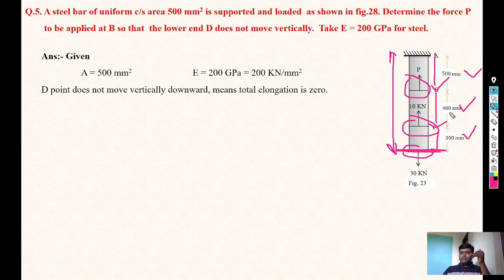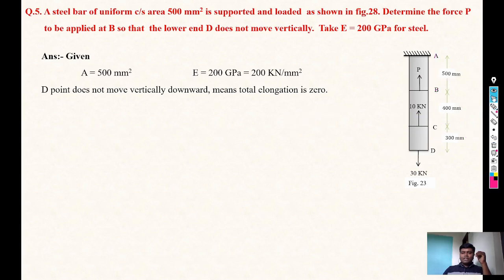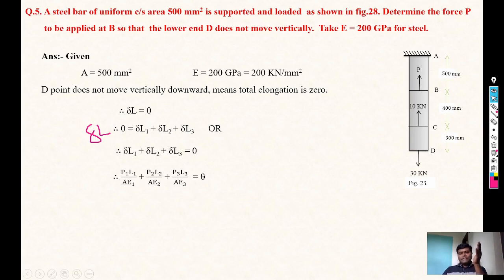So 500, 400, 300. So 1200 mm total length is as it is. So the bar will not elongate. That's why the total elongation is 0. It means delta L equals 0. And for that section generally we use delta L, the total change in length, equals change in length of first section plus change in length of second section plus change in length of third section. But now your total change in length is 0, so we can consider this equation as 0 equals delta L1 plus delta L2 plus delta L3.